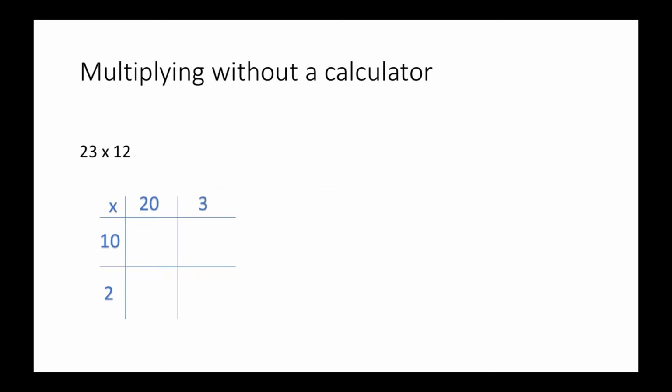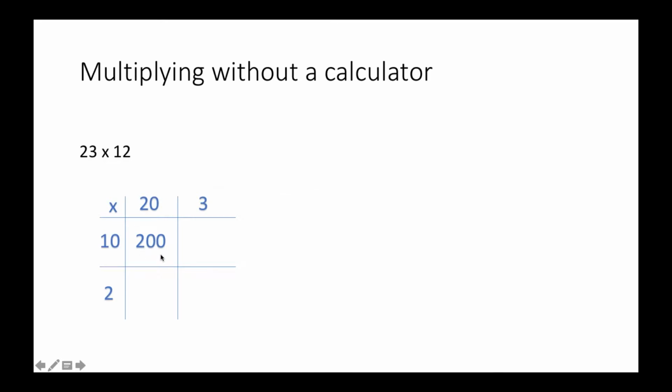Now all we're going to do is multiply everything here by everything here. Let's start with this square here, 10 times 20. If you're familiar with multiplying by 10, it's really simple. All we need to do is do 1 times 2, which is 2, and then we're just going to add the zeros from each number. So there's 2 zeros. So 1 times 2 is 2 and 2 zeros.